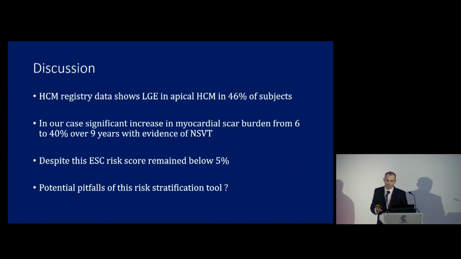We know that we get myocardial scar in around 46% of patients with apical HCM. In our case, we saw quite a significant increase in scar burden from 6 to 40% over 9 years with subsequent evidence of non-sustained VT. Despite this, our patient's ESC risk score remained low, below 5%. So there's a question of whether there's a potential pitfall in the use of this risk stratification tool in this subset of patients.